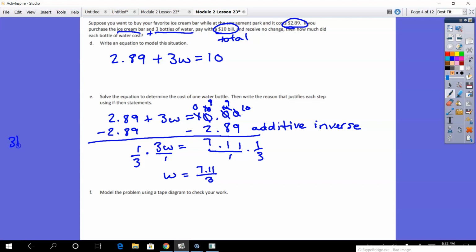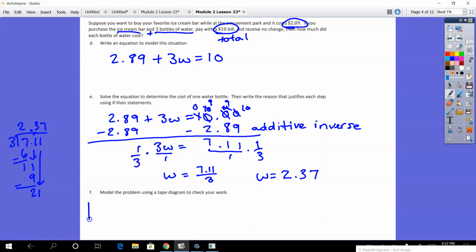Okay, so 3 will go into $7.11. Bring that decimal straight up. 3 goes into 7 2 times. 2 times 3 is 6. Subtract. Leaves me with 1. Put down my 1. 3 will go into 11 3 times. 3 times 3 is 9. Subtract. Gives me 2. Bring down the 1. 3 goes into 21 7 times. So W is equal to $2.37. So a bottle of water was $2.37.